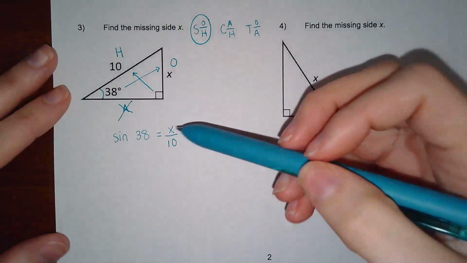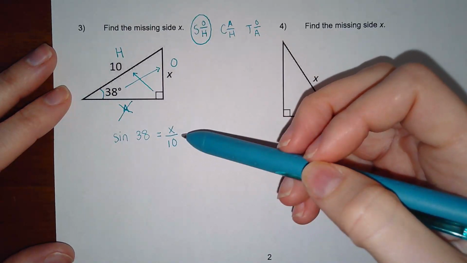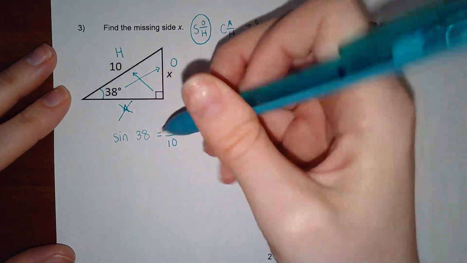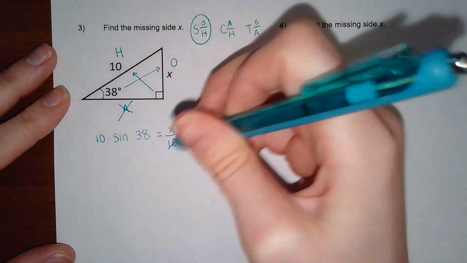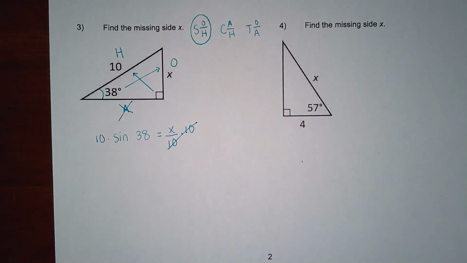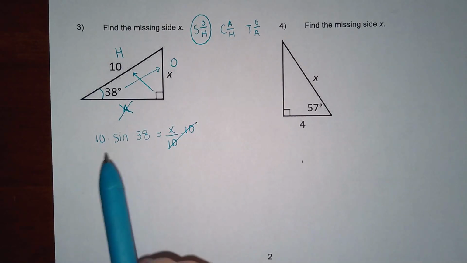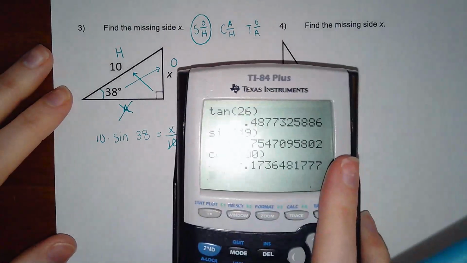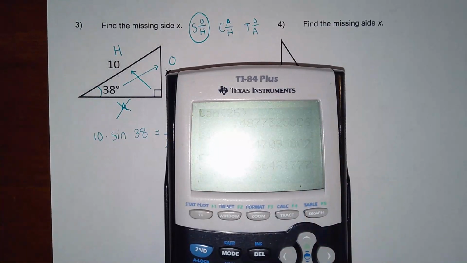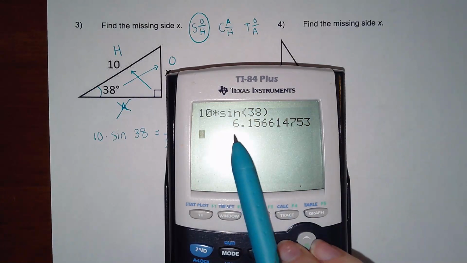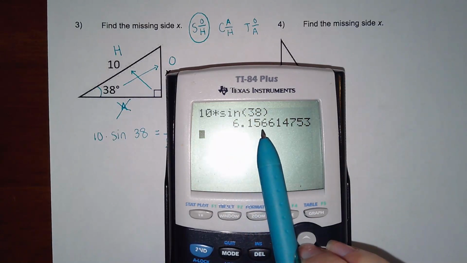And then we just need to solve this equation. If I wanted to get x by itself, here I'm dividing by 10. To undo dividing by 10, I could just multiply both sides by 10. And then this is what I could type on my calculator. So on my calculator, I could type in 10 times the sine of 38, and this will be my answer.